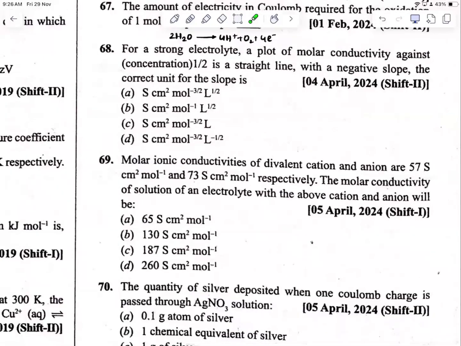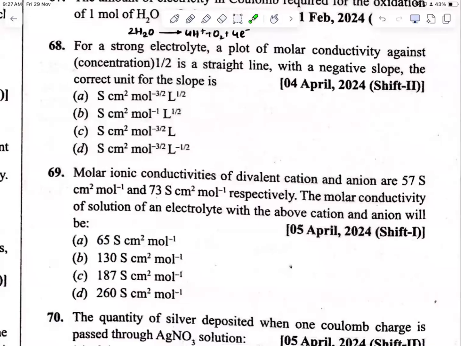Next. For a strong electrolyte, a plot of molar conductivity against the concentration is a straight line with a negative slope. The correct units for the slope is which one? Oh, good one. We know that for strong electrolytes we learned lambda m versus under root of c. We will get this formula: lambda m is equal to lambda m naught minus A into under root of c. The Debye-Huckel-Onsager equation. Now we need to figure out the correct units of slope. Slope is A here. So what will be the units of A?